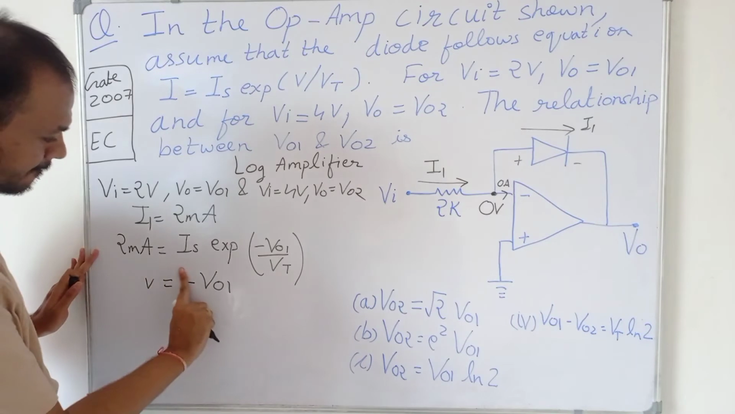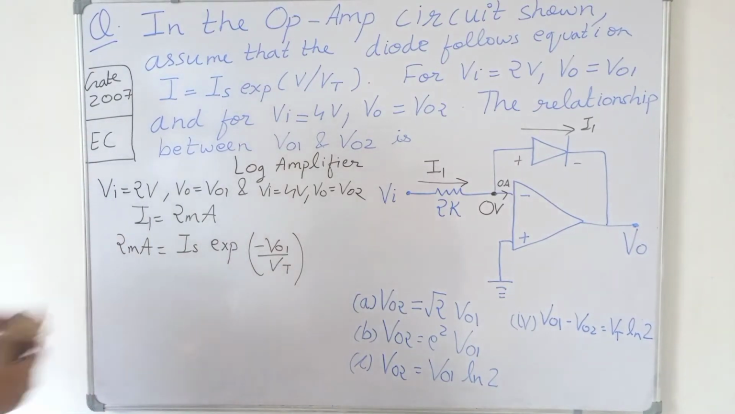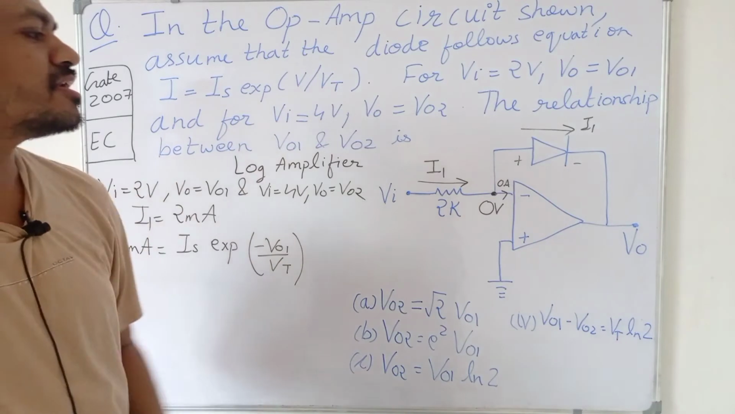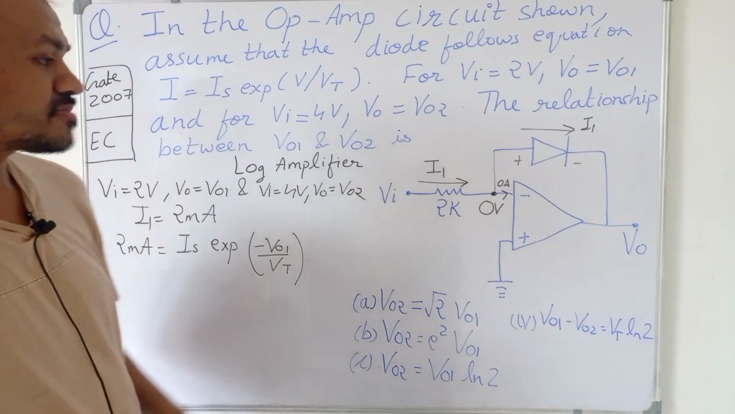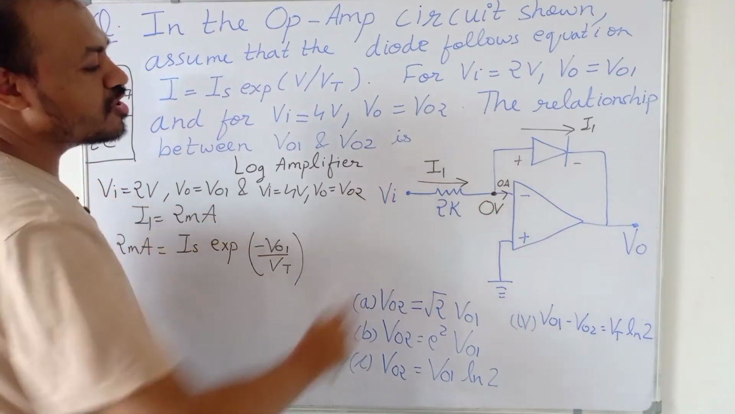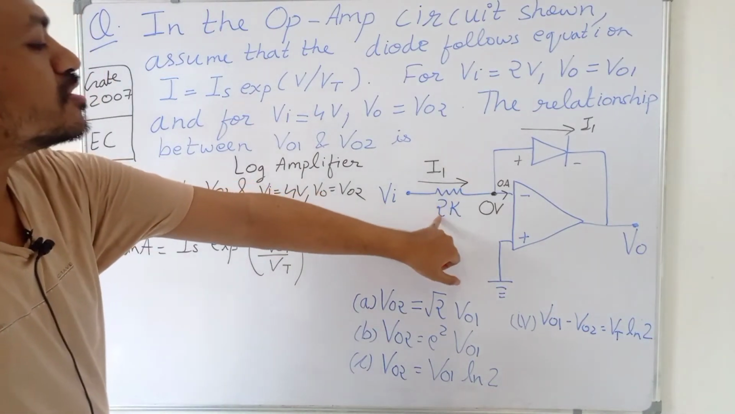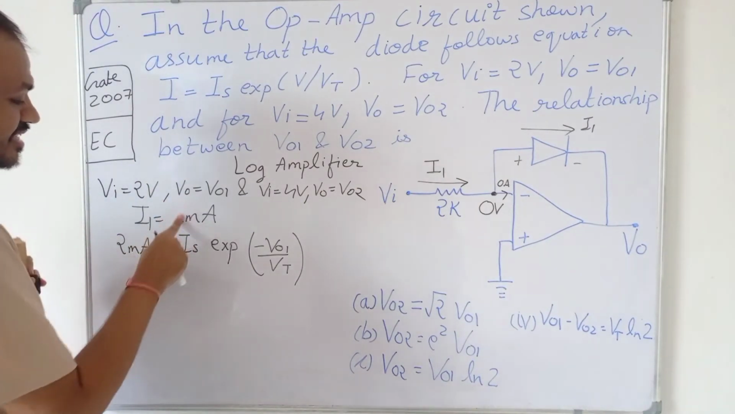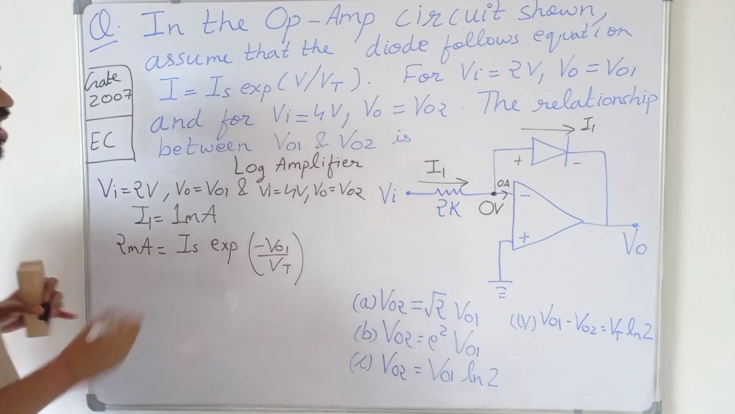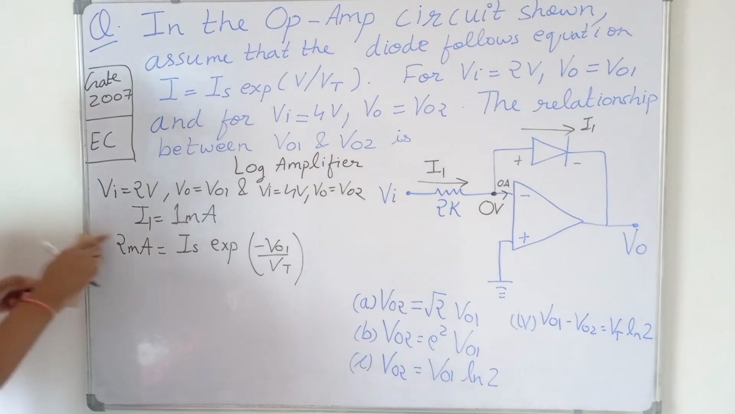Now we will see the second situation. In the previous case, with Vi equal to 2 volt, 2 volt divided by 2 kilo ohm resistance gives 1 milliampere. So this is 1 milliampere.